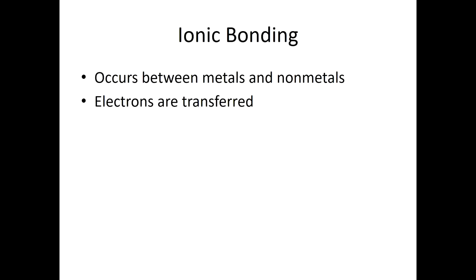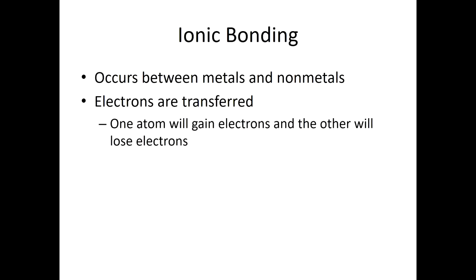Now the metal is positive, the nonmetal is negative, and they are held together by opposite attractions. Those positive and negative forces attract each other, and that's what forms the ionic bond. So one atom will gain, the other will lose. This results in opposite charges.